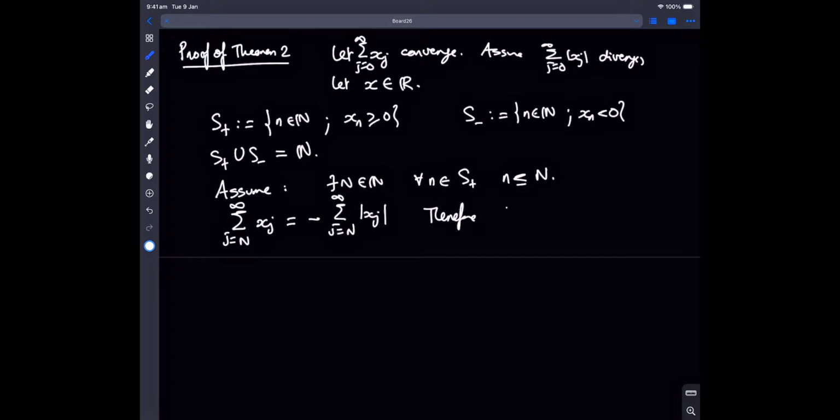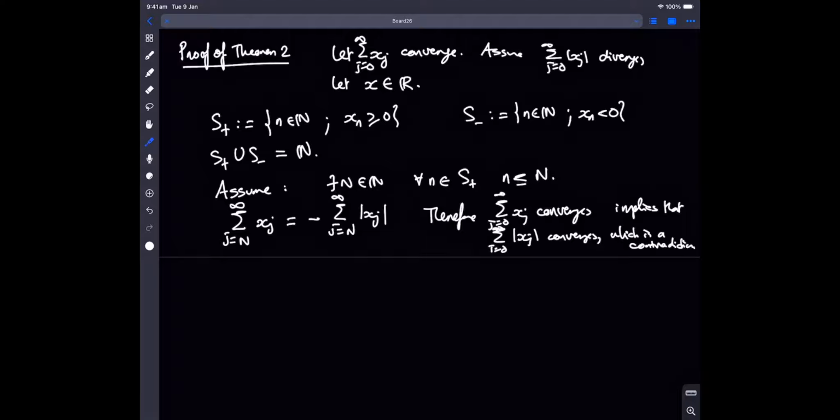Therefore, the fact that the sum of the x_j converges implies that the sum of the absolute values of x_j also converges. But we know it doesn't by assumption, and so this is a contradiction. Okay, what have we contradicted? Well, we have contradicted the fact that the set S_plus is bounded. So we have that the supremum of the set S_plus has to be plus infinity.